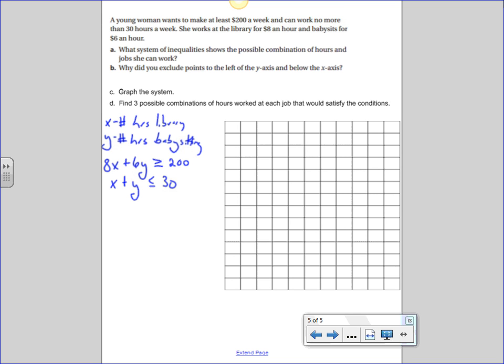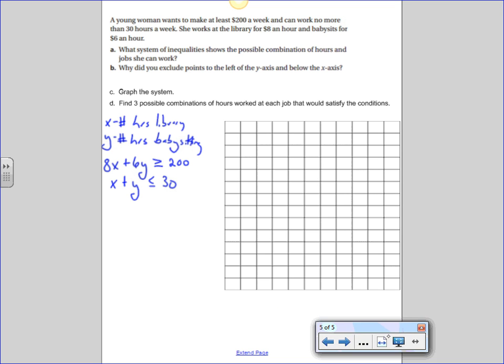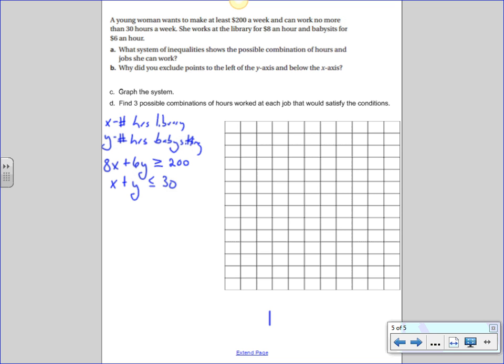Okay, so down here, the x was standing for the hours at the library, so I can just put hours, library. So this would be hours babysitting. I'm going to back that up a little bit.